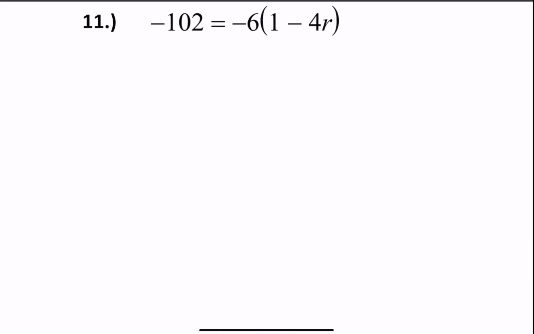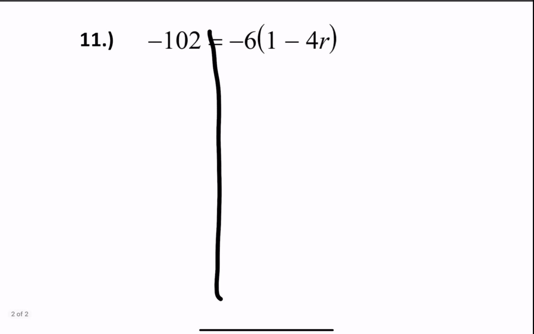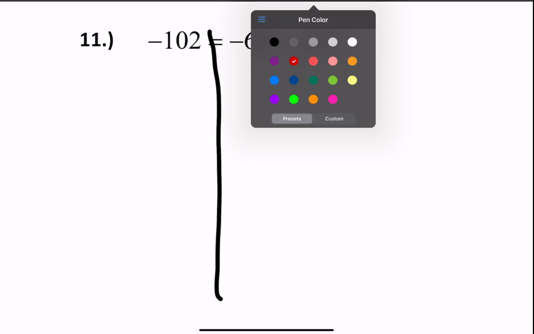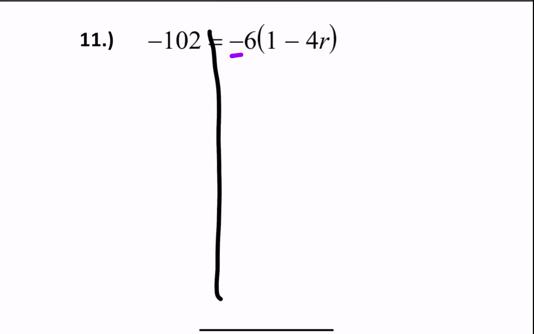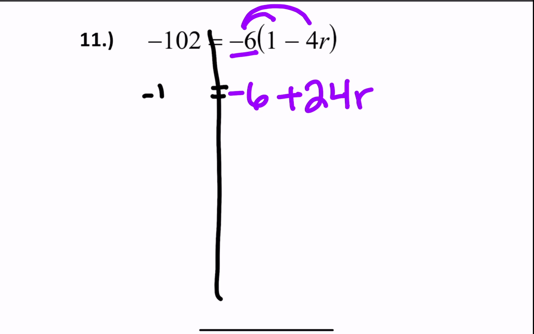Looking at 11. So we have negative 102 equals negative 6 parentheses 1 minus 4r, close parentheses. So first thing we want to do is get rid of that parentheses. So take negative 6 and multiply it into the parentheses, gives us negative 6. Take that negative 6, multiply it to the negative 4, it becomes a plus 24, and don't forget the r. Bring everything else down, including the equal sign. Do not change this to a positive. I saw that a lot.